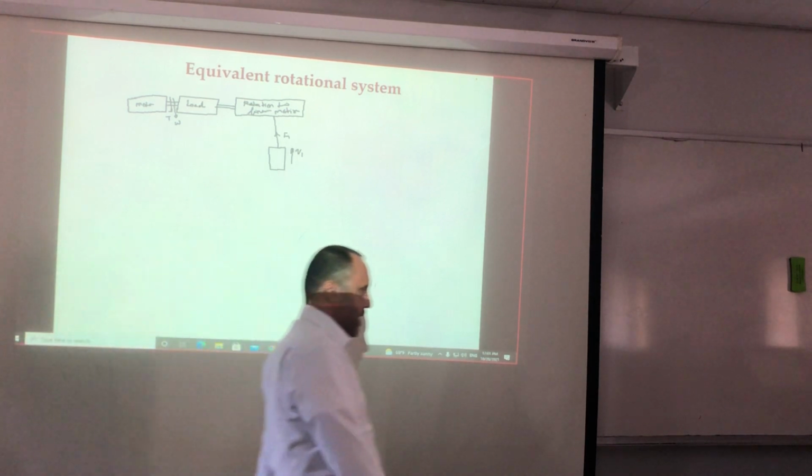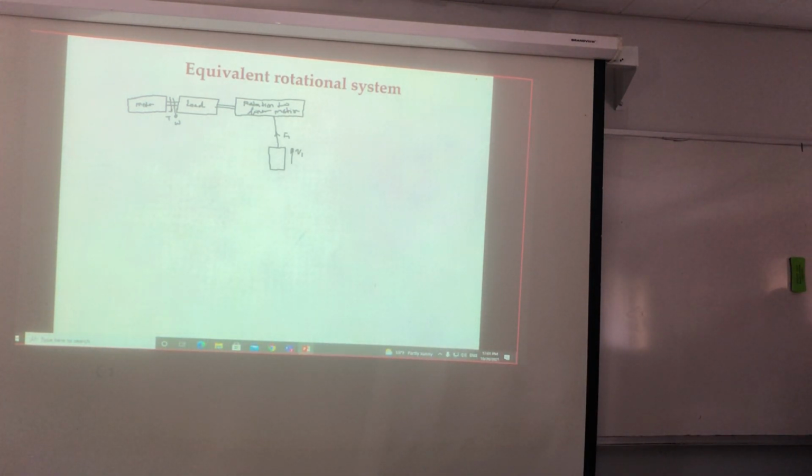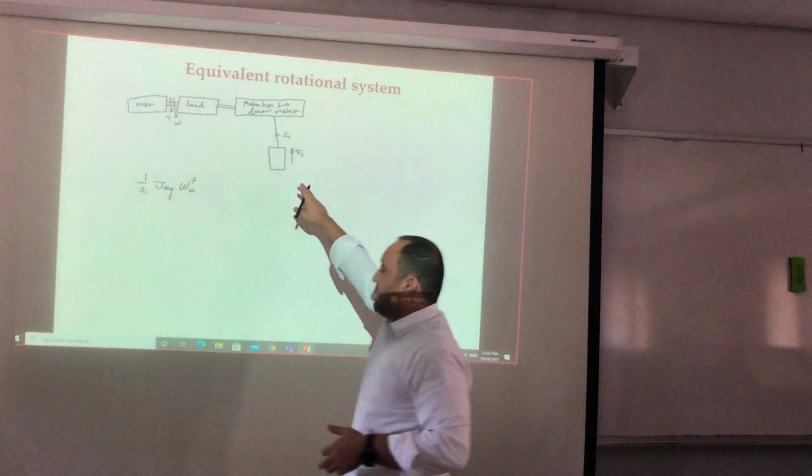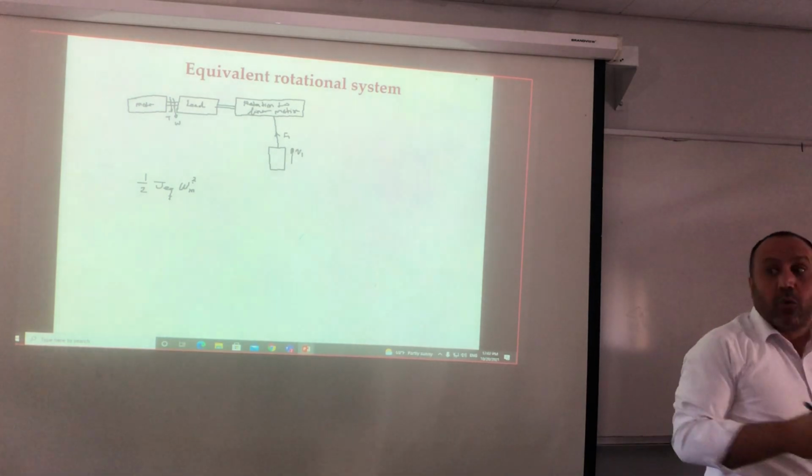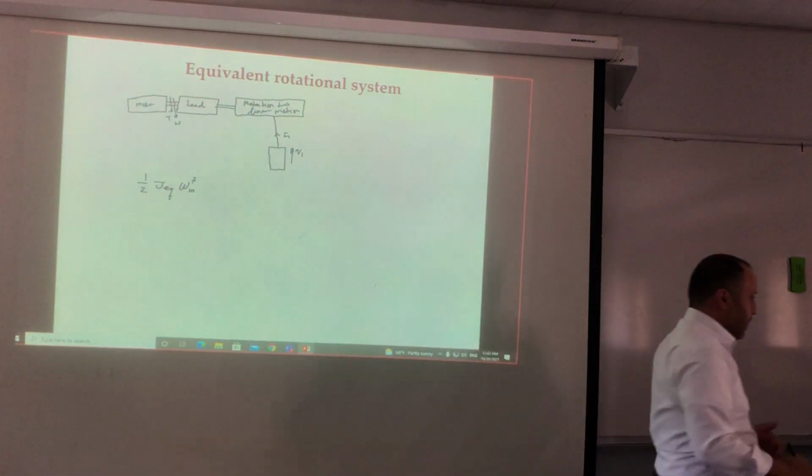From the kinetic energy. Let's assume I'm interested in the motor side. So the total kinetic energy is 1/2 J equivalent multiplied by omega m squared. Why omega m squared? Because I'm interested in the motor side. If I were interested in the linear load, I would use V1 squared. This is where I need to refer it. This must equal what?